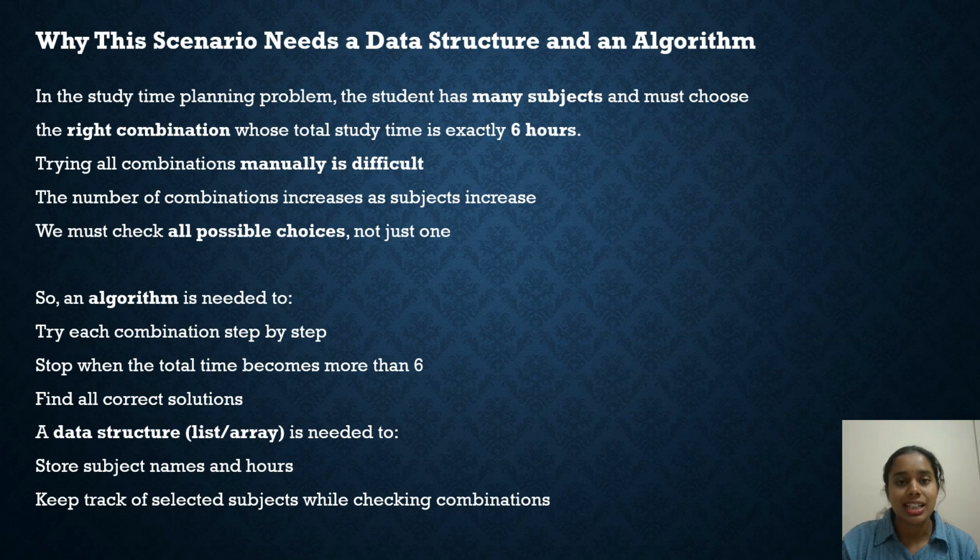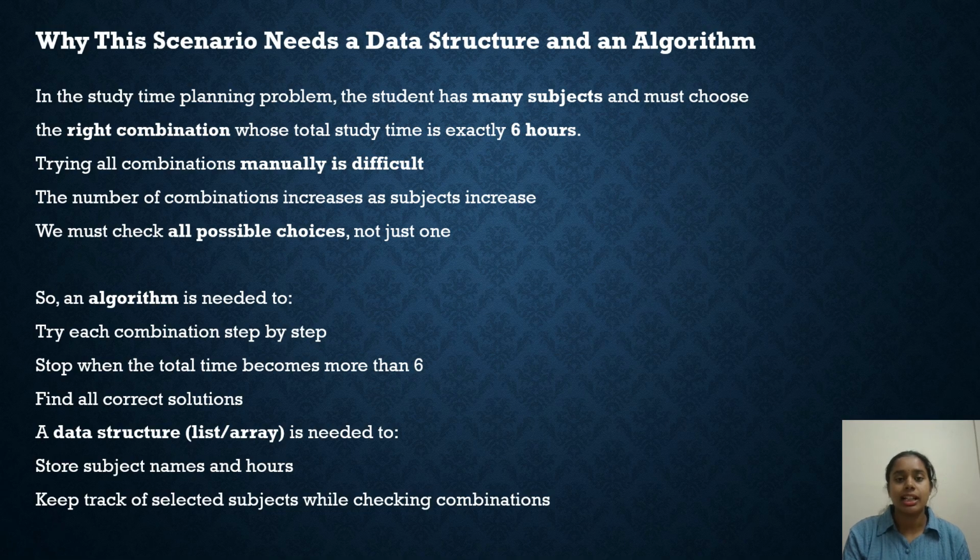Why this data structure and algorithm are used here? In the study time planning problem, a student has many subjects and must choose a right combination whose total study time is exactly 6. Trying all combinations manually is difficult. The number of combinations increases as subjects increase, so we must check all possible choices, not just one. So an algorithm is needed that tries each combination step by step, stops when the total time becomes more than 6, and finds all the correct solutions.